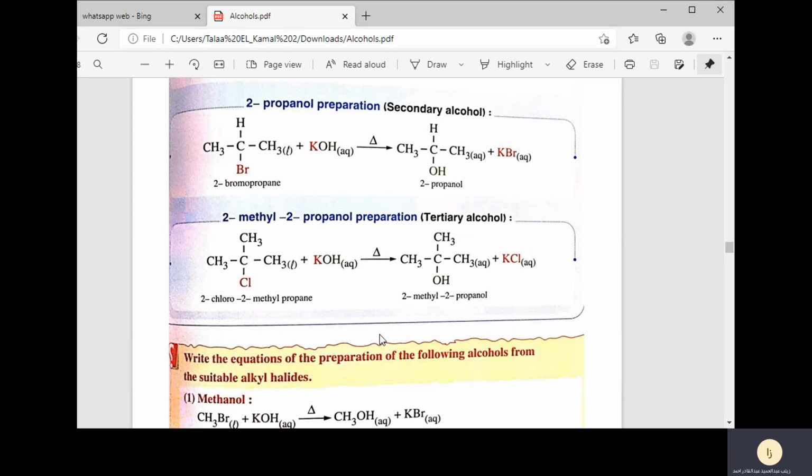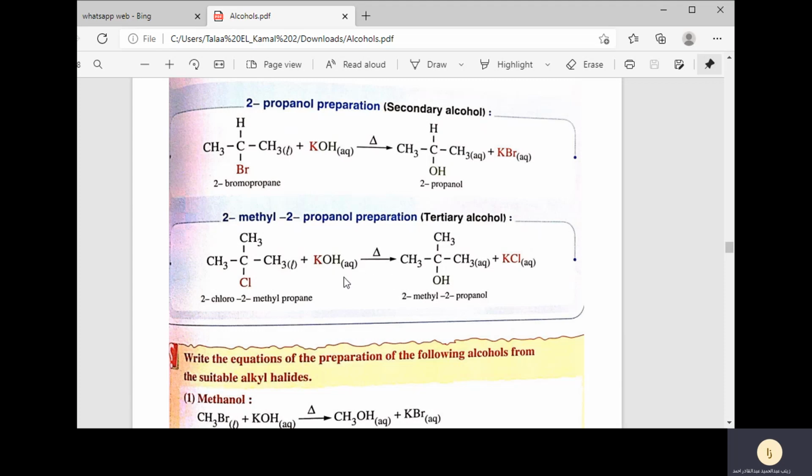If you want to prepare a tertiary alcohol, we prepare it by adding what? Say, for example, we want 2-methyl-2-propanol. How can we prepare it? This is 2-methyl-2-propanol. We have 3 carbons. The longest chain is CCC-propanol, and the OH is attached to number 2, so it is called 2-propanol. And number 2 is attached to a methyl group, so it's called 2-methyl-2-propanol.